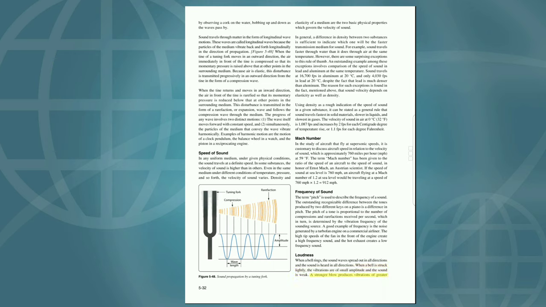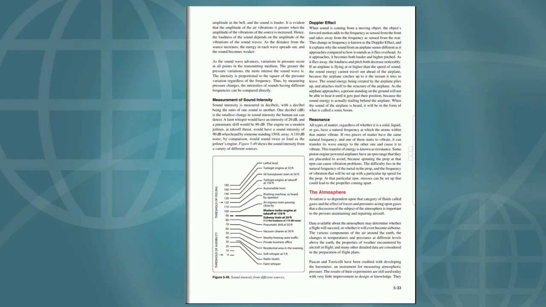A stronger blow produces vibrations of greater amplitude in the bell, and the sound is louder. It is evident that the amplitude of the air vibrations is greater when the amplitude of the vibrations of the source is increased. Hence, the loudness of the sound depends on the amplitude of the vibrations of the sound waves. As the distance from the source increases, the energy in each wave spreads out, and the sound becomes weaker.